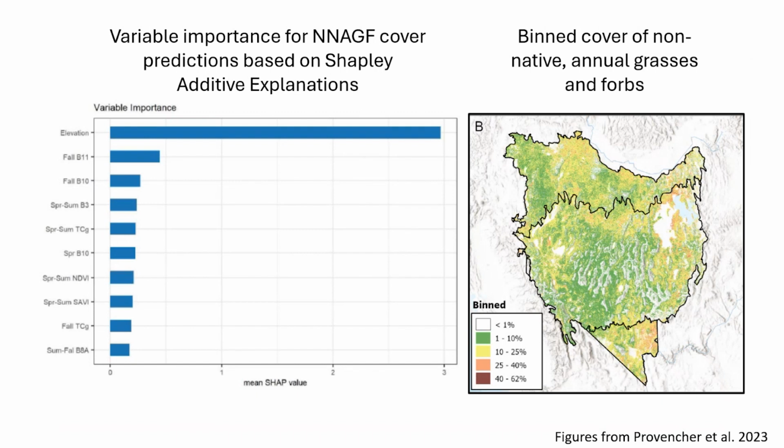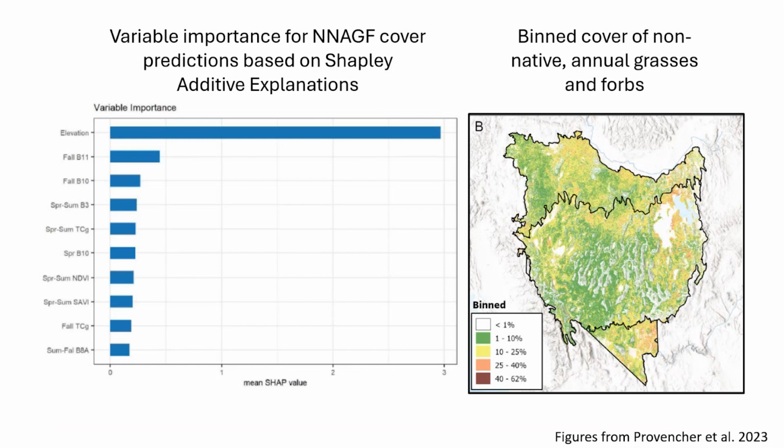So this is kind of the results of goal one. Over here on this chart on the left, what you're seeing is the most important explanatory variables in order to pull out these things. And you can see that elevation was really, really important.